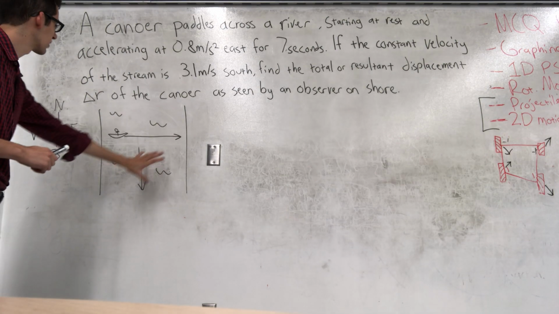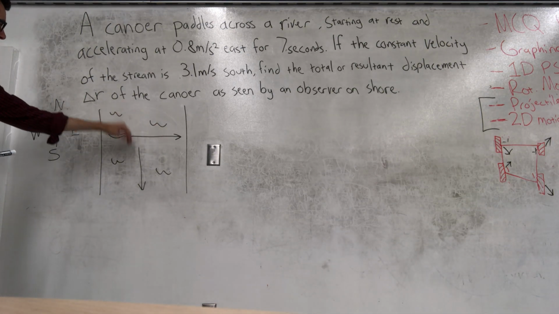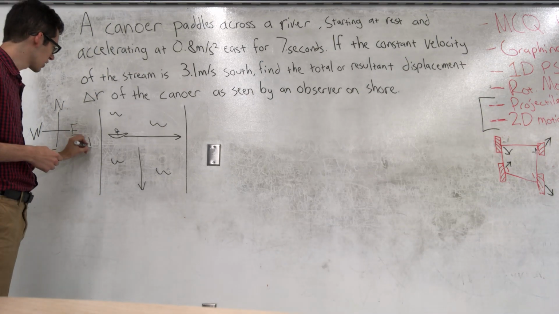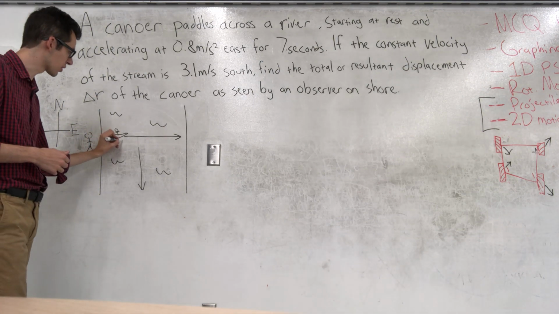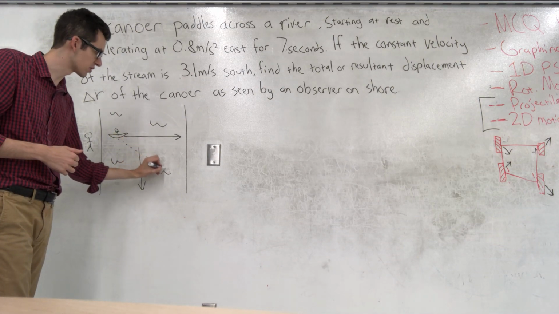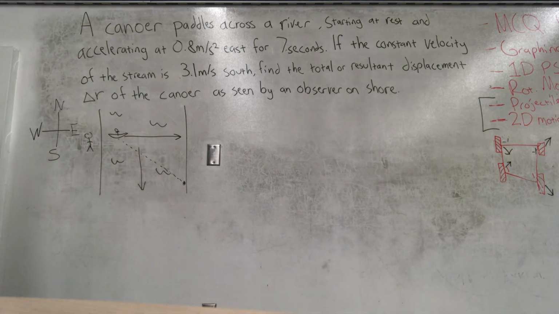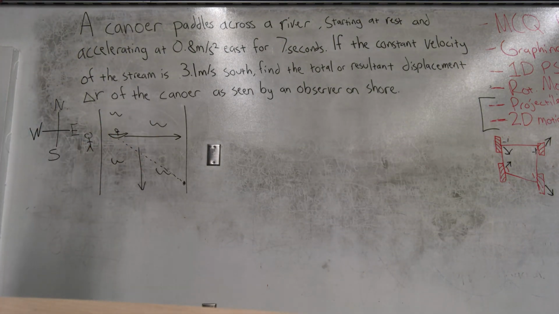So over here we have a bit of a diagram or picture of what's going on. We have north, east, south, and west. So our canoer is traveling east across the river, and the river is flowing south. Now an observer on shore would see the path of the canoer travel both across the river and downstream. So the dotted line here indicates the path seen by the observer that the canoer takes.